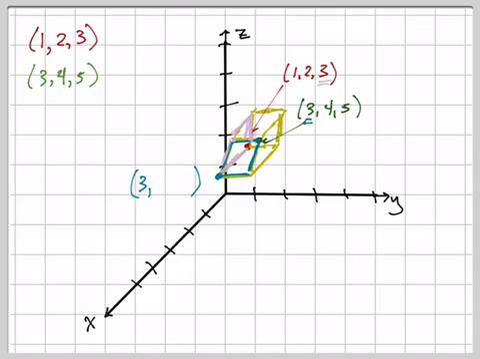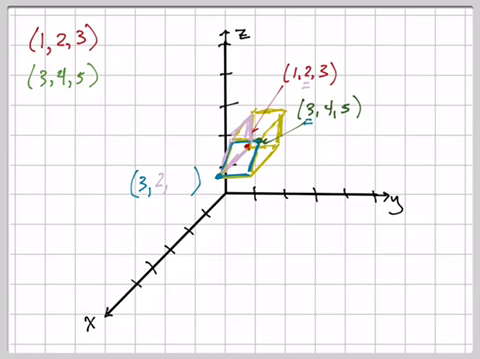Because it's parallel. Did I say that right? No, that's parallel to the x. No, you're right. That's parallel to the xz plane. And so the y is going to be the same. So it's going to be 2.